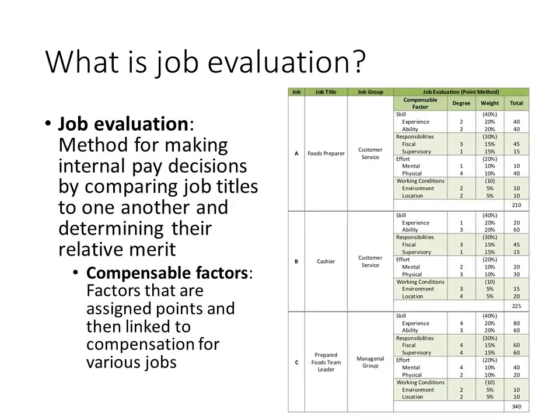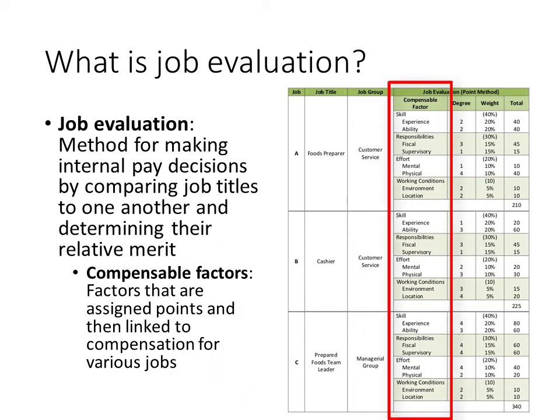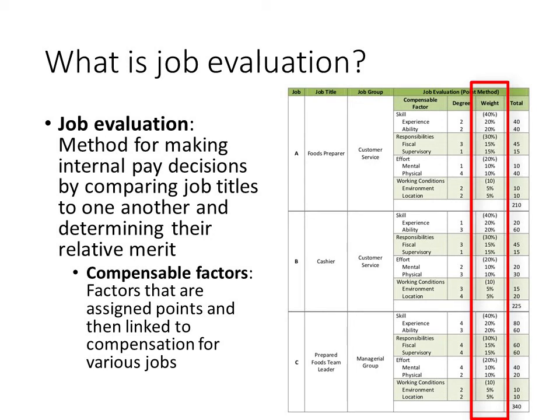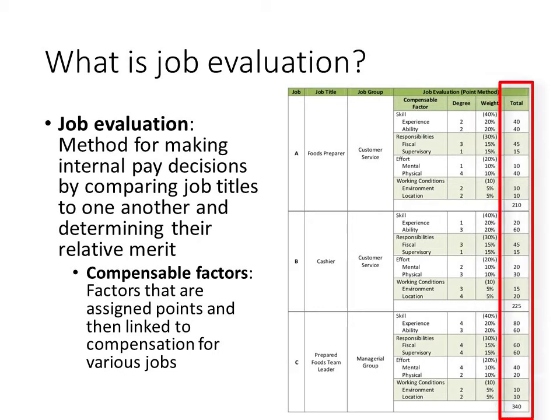Take a look at the example here on this slide. We have three different jobs: a food preparer, a cashier, and a team leader. In the fourth column, you can see examples of compensable factors: skill, responsibilities, effort, and working conditions. Next to each factor, you can see the degree to which the organization expects the job incumbent to demonstrate this factor, and we can see the weight or the relative value that the organization associates with each factor. And then we have a total column.